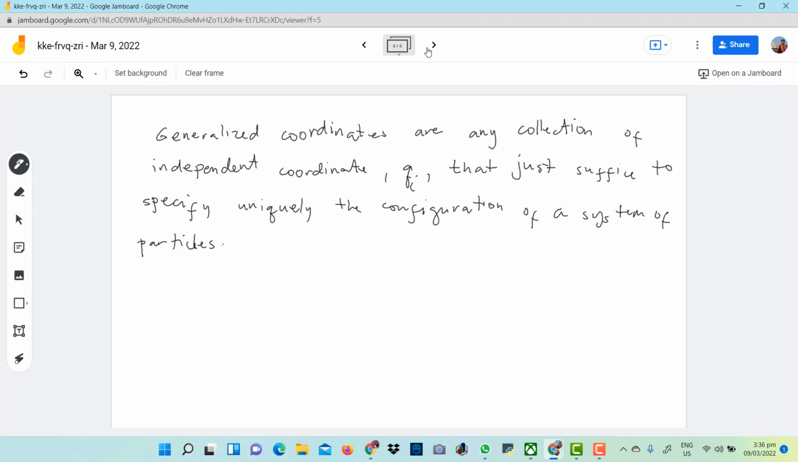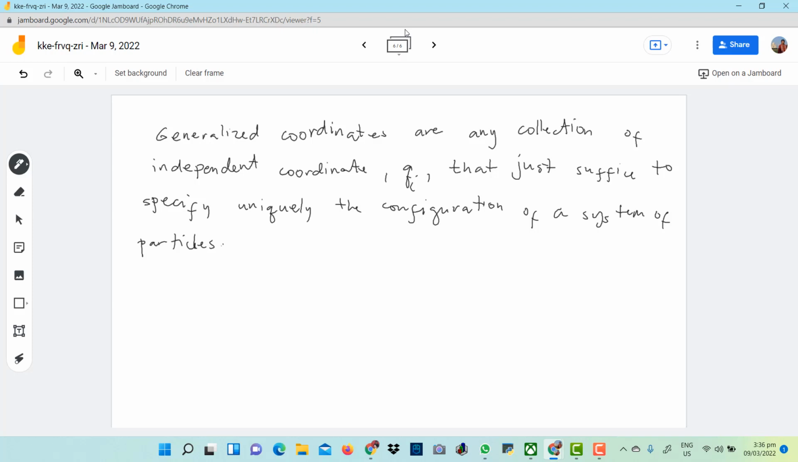It's either Cartesian, polar, or cylindrical coordinates. Okay? So I will denote the generalized as Q. In a specific problem, you can denote it as x, y, z, r, theta, phi, and so on. Okay? The required number of generalized coordinates is equal to the system's number of degrees of freedom.